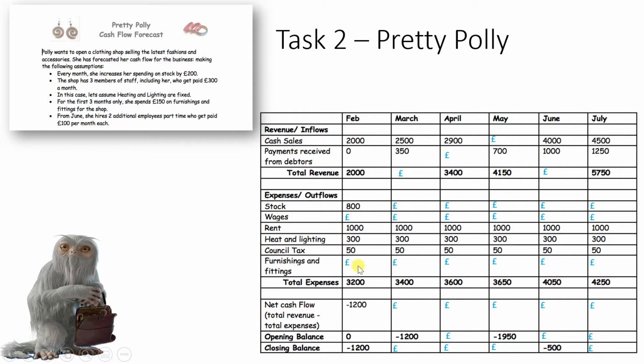Wages then. We've got 3 full-time members of staff, so £900 going from February all the way across to July. But hold on a sec, that very last bullet point, from June, so June and July, she hires 2 additional employees part-time who get paid £100 per month each. So here, you need to add on 2 lots of part-time wages, 2 lots of £100 to June and July, to your existing £900 for the full-time staff.